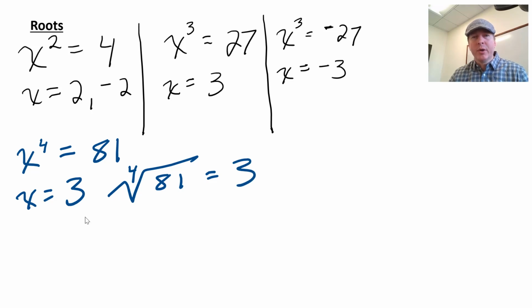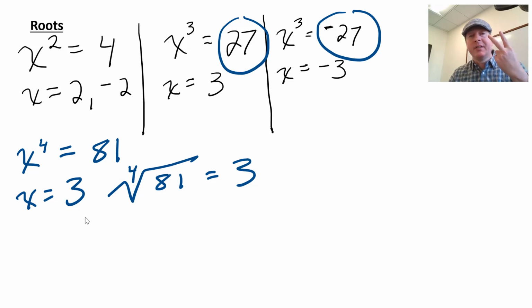So going back to the question we started with, what exactly is a root? What's a fourth root? It's a number that when multiplied by itself 4 times brings you back to the number you started with. A cubed root is a number that when you multiply it by itself 3 times brings you back to the number you started with. A square root, a number that when you multiply it by itself twice brings you back to the number you started with. So that's what roots are all about.